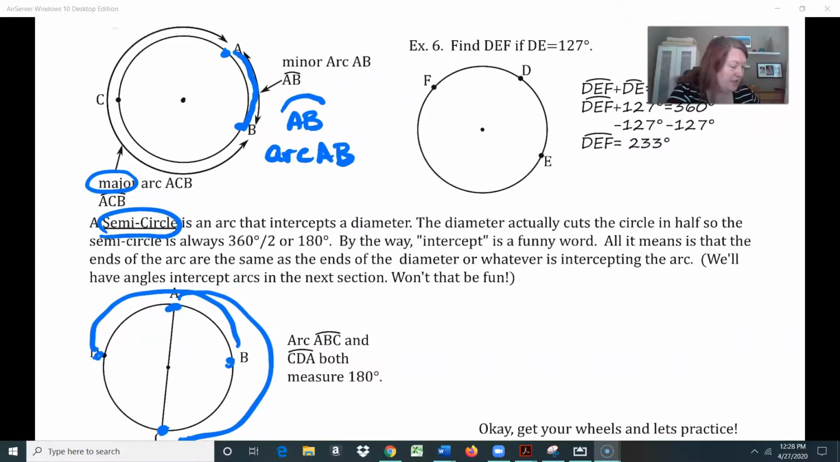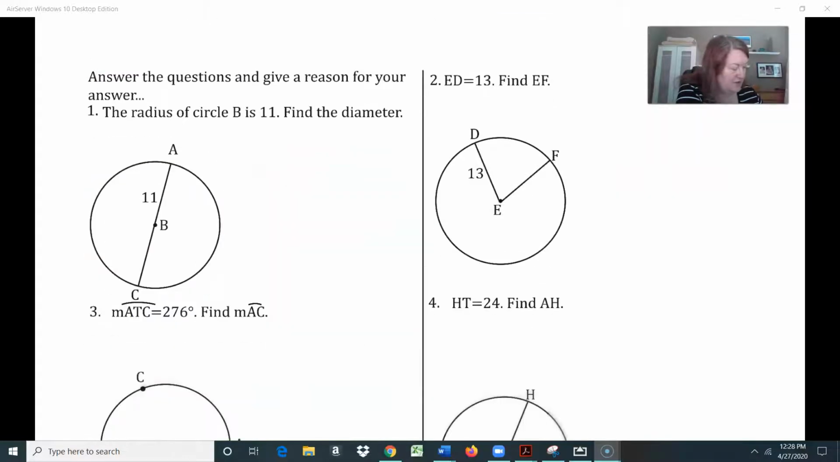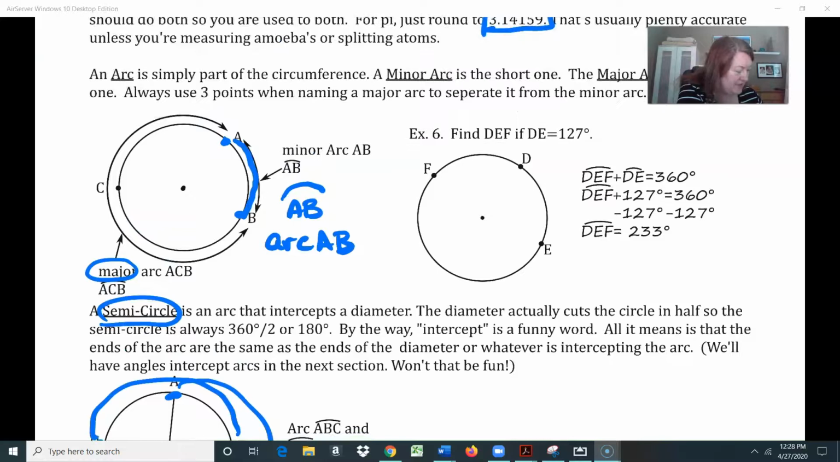All right, here's the other new thing that we didn't talk about last week. So I'm going to change colors here so it makes sense. Okay, they are saying find arc DEF, and if arc DE is 127. So what they're telling me is that this arc from here to here is 127, and they want me to find DEF. So DEF is the rest of the part around, right?